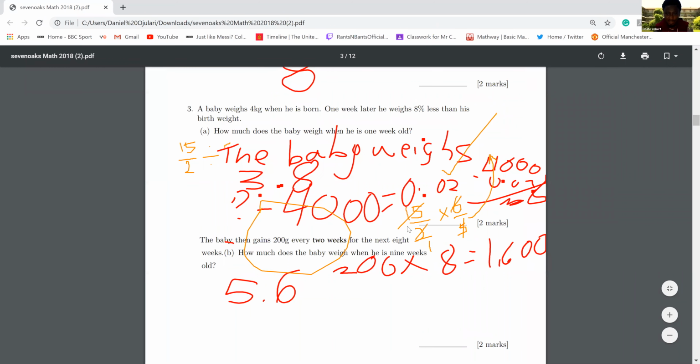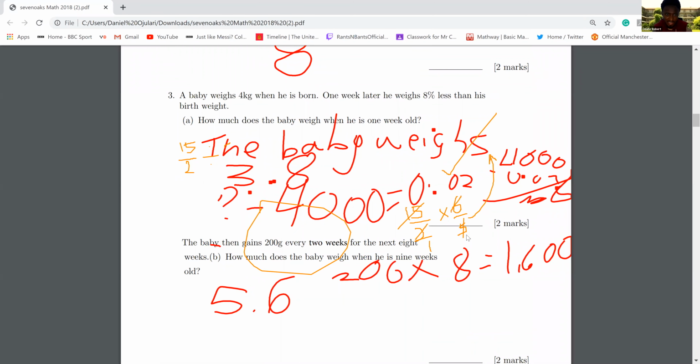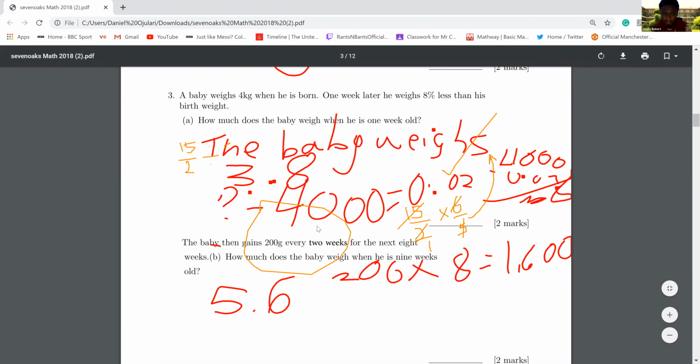Now this is a 2 mark question. So I guess if your steps are correct, then you are going to get the full 2 marks. It says a baby weighs 4 kilograms when he is born. 1 week later, he weighs 8% less than his birth weight. Now, when you say 8% less than his birth weight, 8% is 8 over 100, which is 0.08. Now multiply by 4. So you have 8 over 100 times 4.